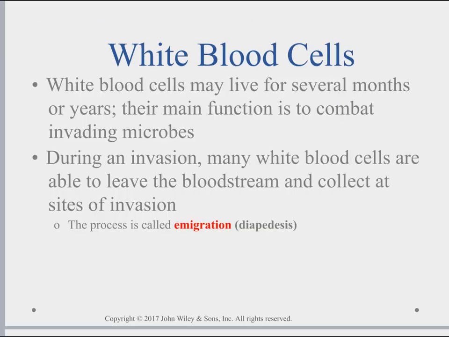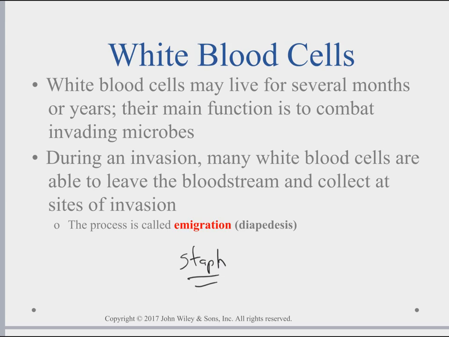Now, some features about white blood cells: they can live for several months or even years as they set up our immune system. Their main function is to combat invading microbes. During an invasion, many white blood cells are able to leave the bloodstream and collect at the site of invasion. Let's think of this like you get a cut in your skin, a superficial cut. Now, we have bacteria, staph, all over our body. Anytime you get an abrasion, a cut, that staph is trying to get in and do damage to you. It's trying to take hold.